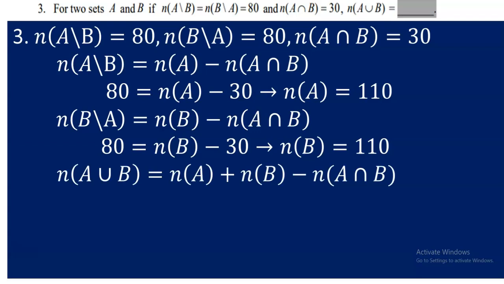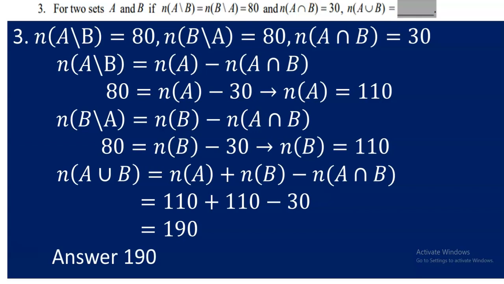So it is so simple to determine what the number of A union B is going to be. So recall this approach. The number of A union B is the sum of the number of A and the number of B minus the number of the intersection elements within the two sets A and B. So everything is straightforward. The number of A is 110, the number of B is 110 again, and the number of A intersection B is 30. So 110 plus 110 makes 220. And when you deduct 30 from 220, 190 comes. So clearly, the answer is going to be 190. I hope you have understood.